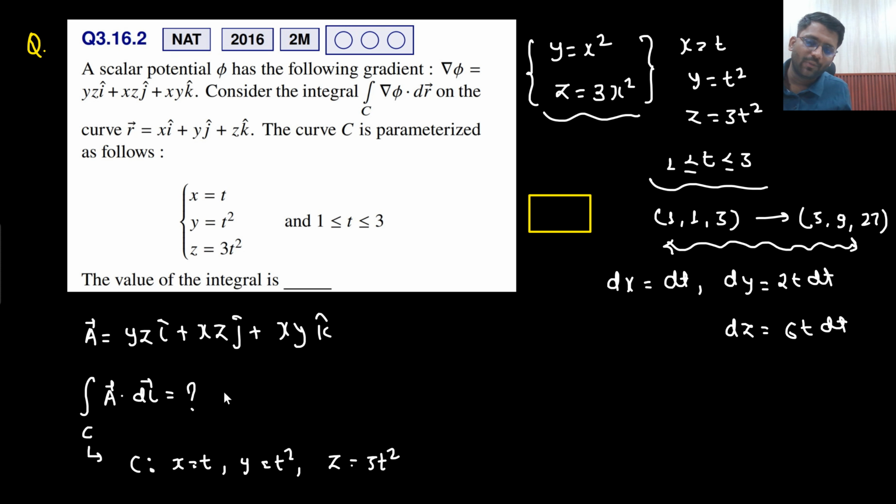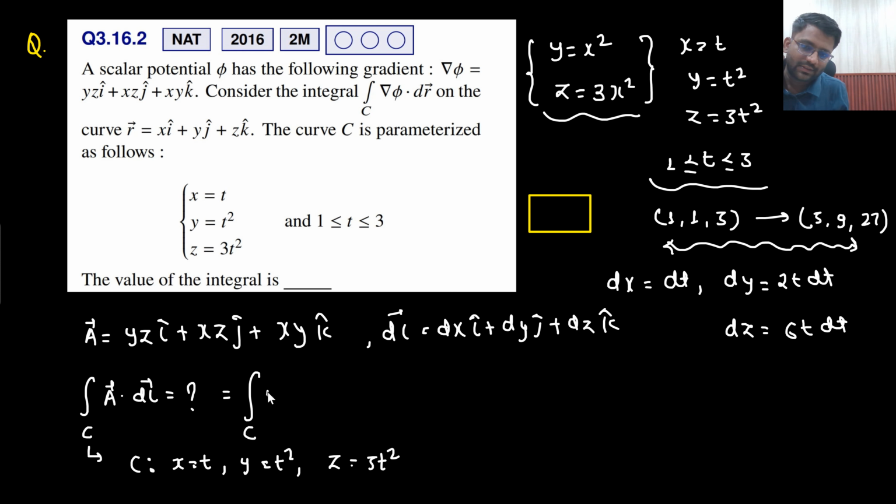Now if you put A dot dl, dl is dx i cap plus dy j cap plus dz k cap. So you multiply and get yz dx plus xz dy plus xy dz.